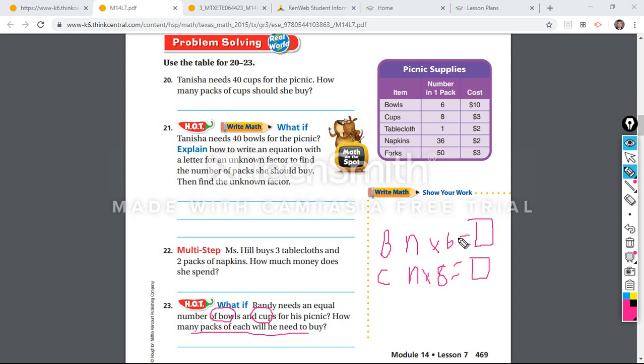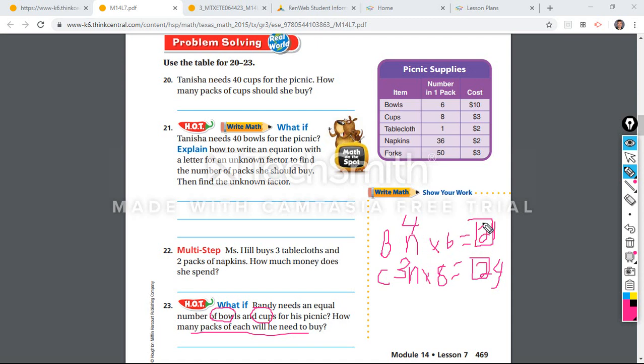Well, 6 times 1 is 6. 6 times 2 is 12. No, 6 times 3 is 18. No, 6 times 4, 24. So for the bowls, n would be 4. Is there a factor that I can multiply with 8 to get 24 here? Yes, it's 3. So he will need to buy 4 packs of the bowls and 3 packs of the cups.